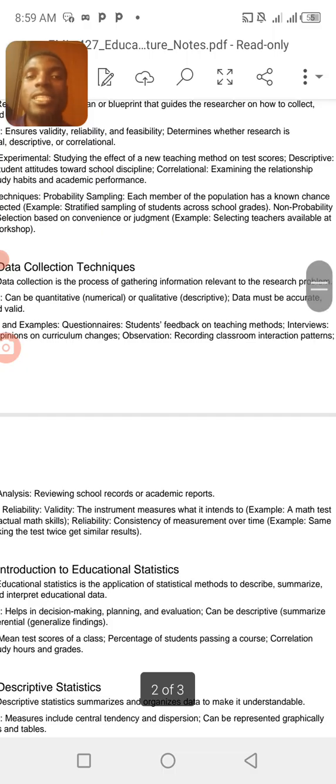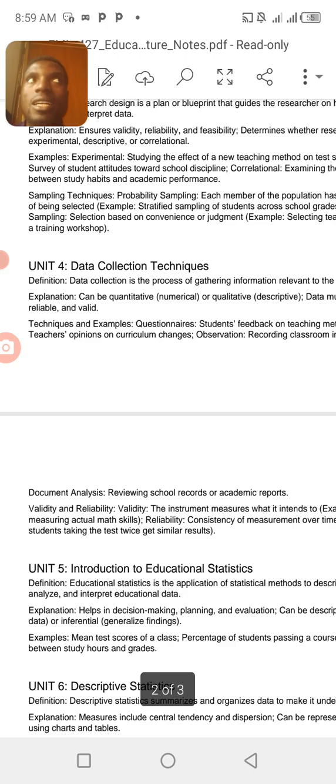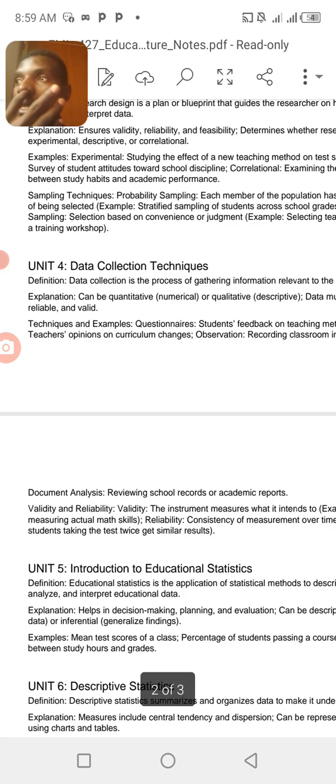Then correlation, and that means examining the relationship between study habits and academic performance. Now you're trying to know the relationship between study habit, how the students study, the habits they use, and their performance. So is there a correlation on that or not?